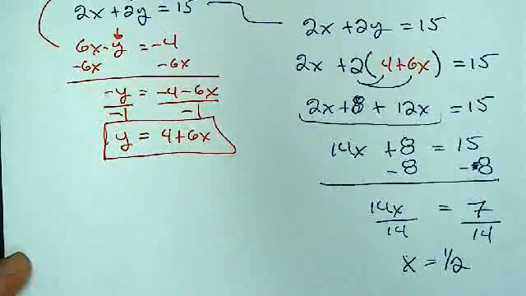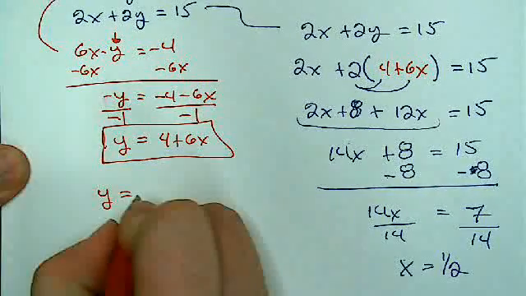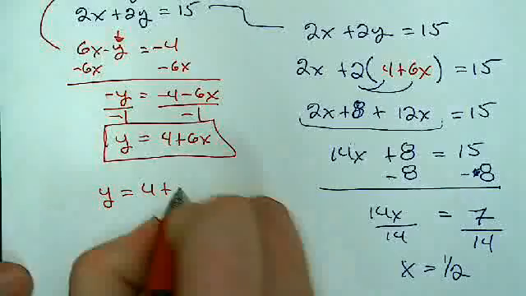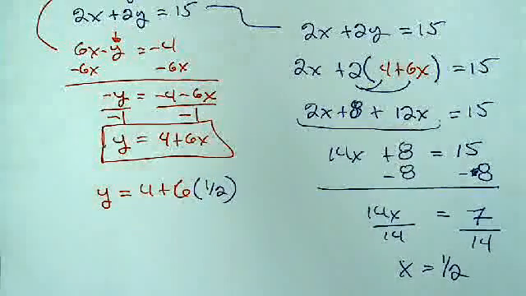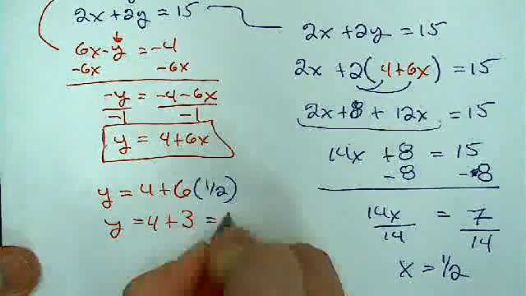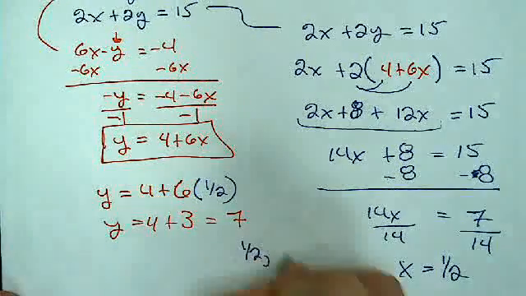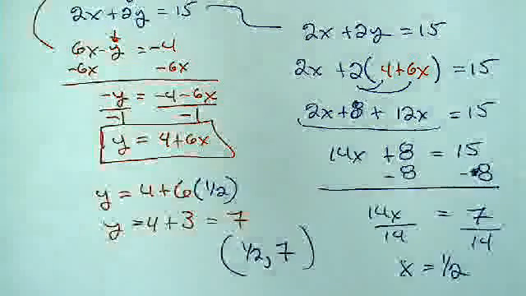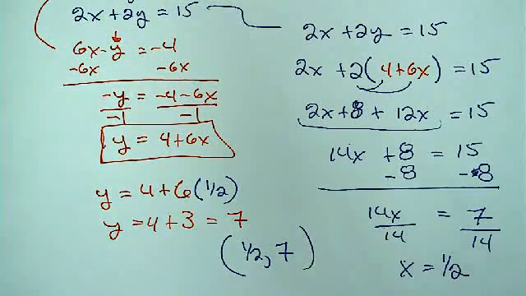X is a half. So now I can go back to my key, which says that y is equal to 4 plus 6 times x, and x was a half. So that's y is equal to 4 plus 3, or 7. So my final answer, 1/2, comma, 7. In the grand scheme of things, most of these problems that have fraction answers aren't that bad. You just kind of have to muscle through them.